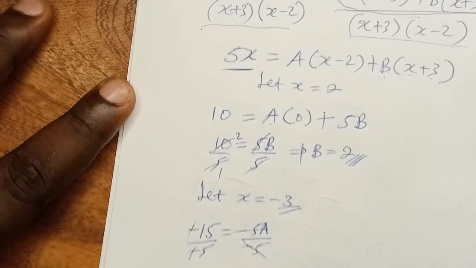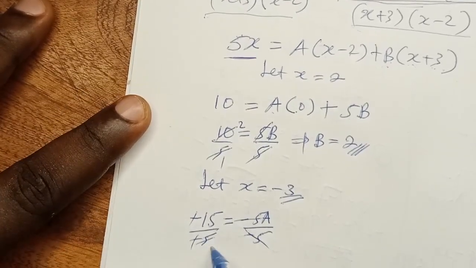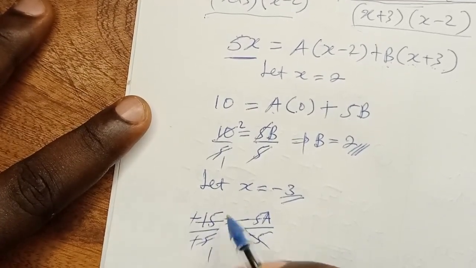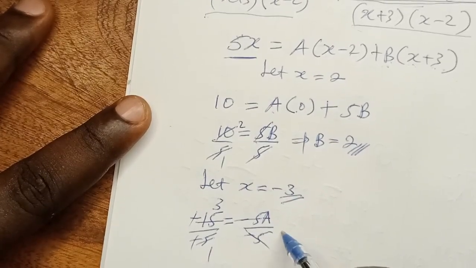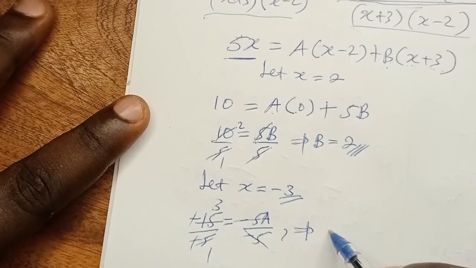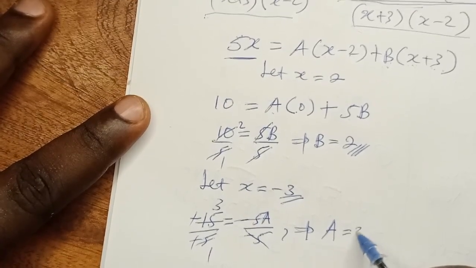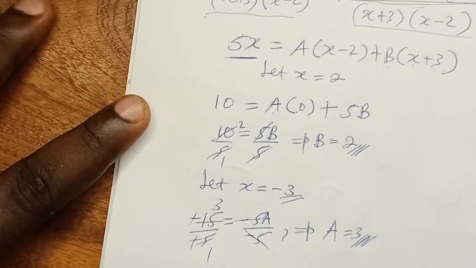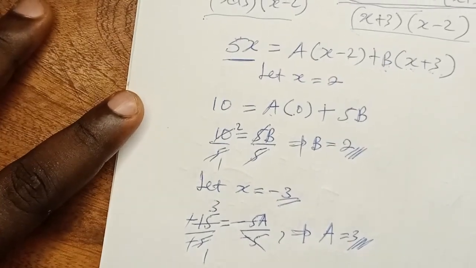This minus will take off this minus. 5 will go here one time. 5 is going to go into 15 3 times. So we have now, this implies that the value of a will be equal to 3. So a is 3 and b is 2.